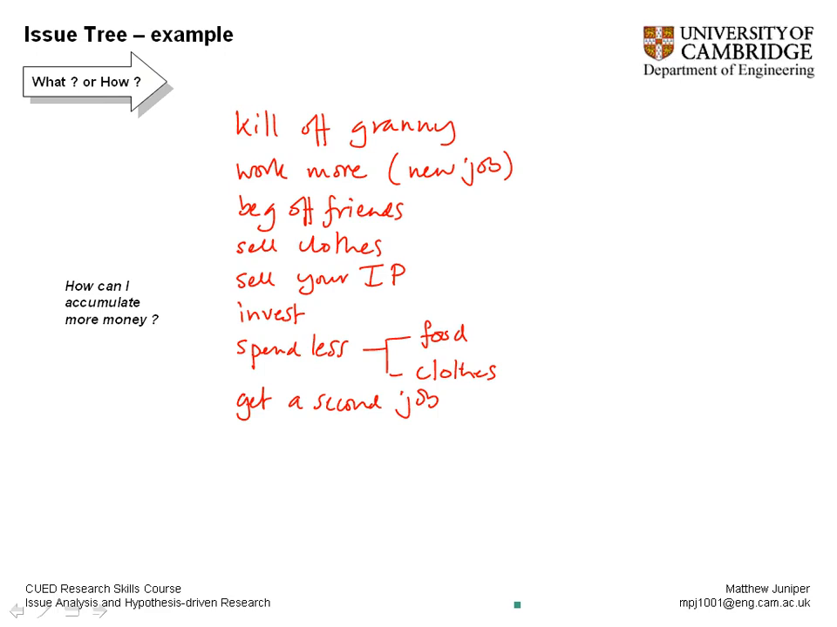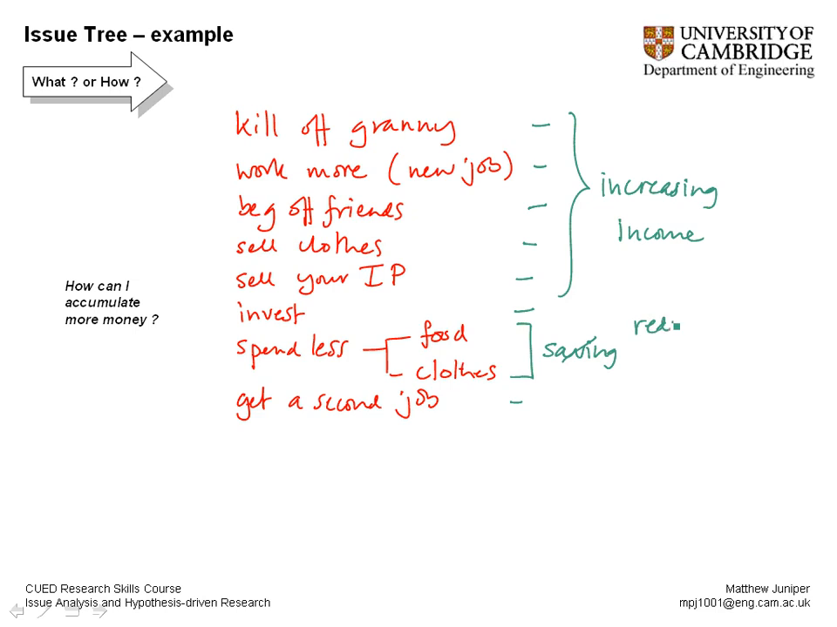Now if we look at all these items, let's put them into 2 groups. 2 groups seem to spring out. First of all, killing off granny, that's about getting more money. Work more money. Begging off friends, that's about getting more money. Selling clothes is getting more money. Selling your IP is getting more money. Investing is to get more money. Spending less is a different category. This is a saving idea. It's an idea of reducing your expenditure. Getting a second job, that's increasing income. So all of these were about increasing income, whereas this one, spending less, was actually about reducing expenditure.